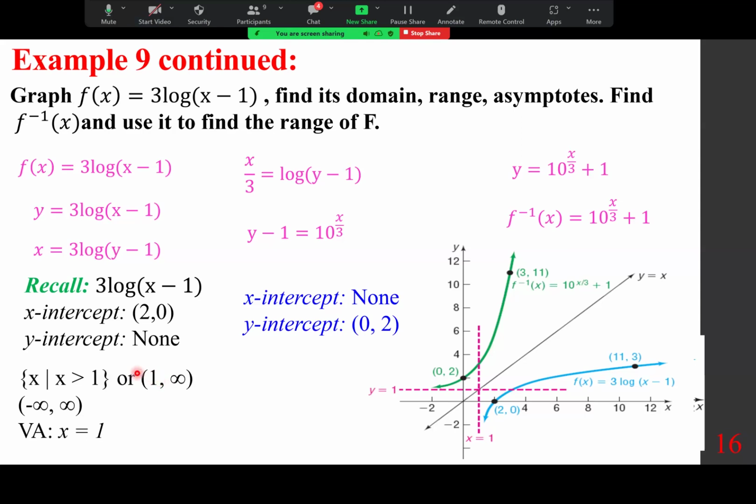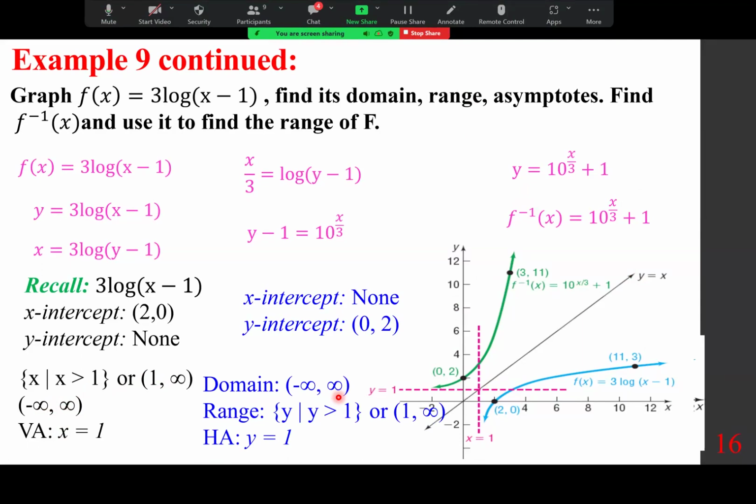Which makes the range for the green one 1 to infinity. The range for the blue one was all real numbers from minus to positive infinity. Now the domain for the green one is all real numbers from negative to positive infinity. The vertical asymptote was x equals 1 for the blue one. Now the horizontal asymptote is y equals 1. So this is the effect of the fact that the two functions are inverse functions.